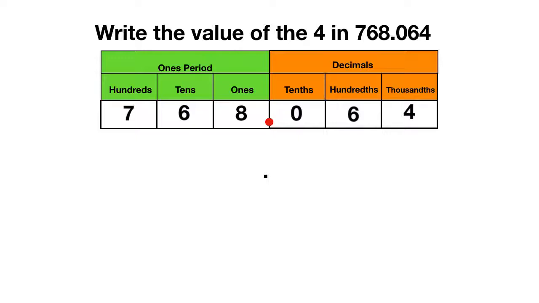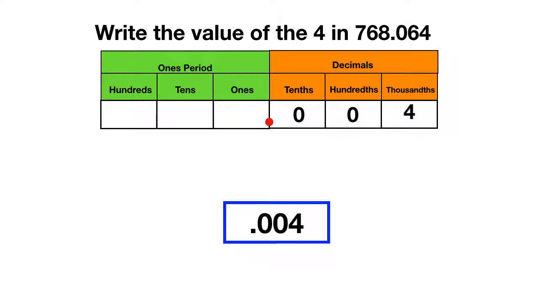Now we're looking for the value of the 4. We can see it's in the thousandths, and to write this, fill all of the place values between the 4 and the decimal point with zeros. So you write that you have 0 hundredths and 0 tenths. This 4 has a value of 0.004.